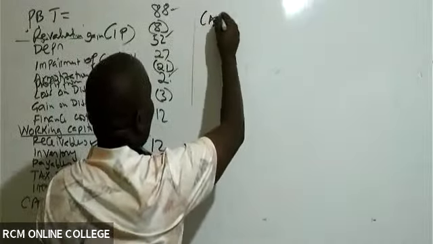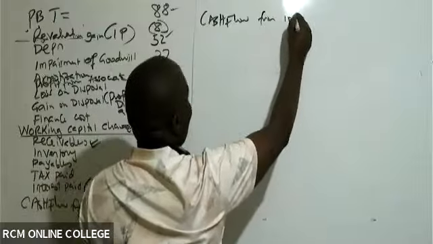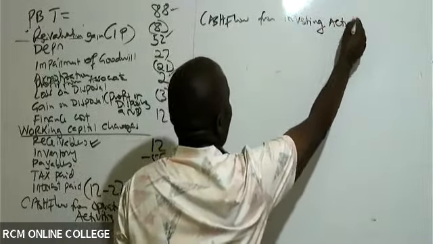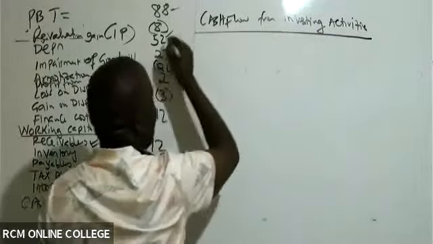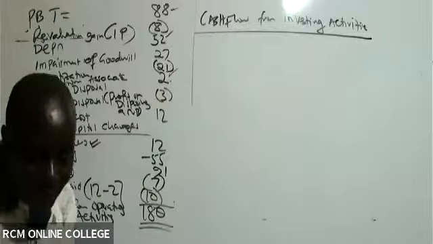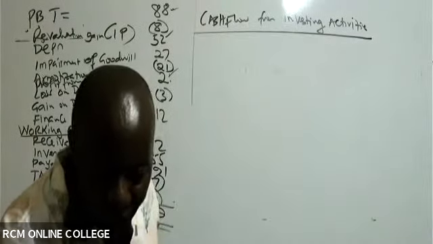So we have here cash flow from investing activities. Cash flow from investing activities. Please, okay. Sorry, let me just read this.